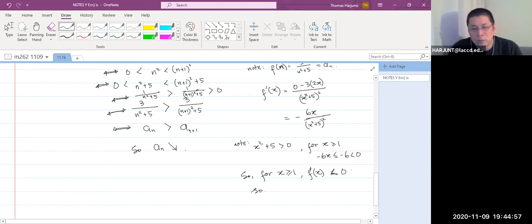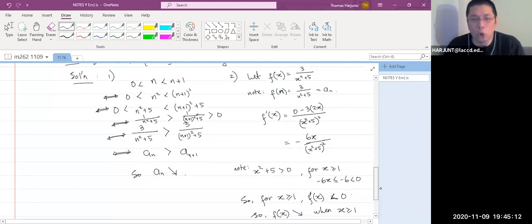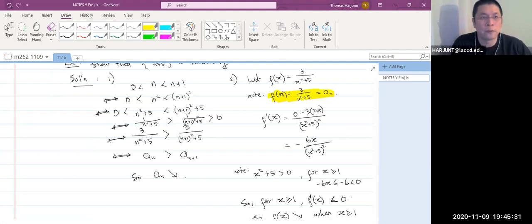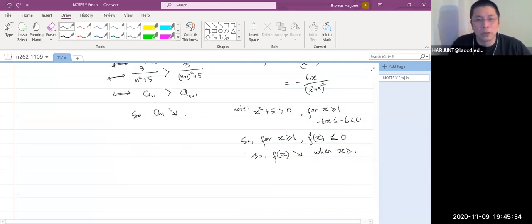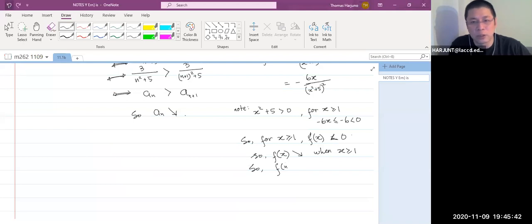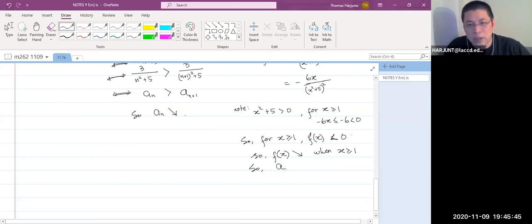Okay, so basically the function is decreasing when x is greater than or equal to 1. That's all you need to show. You don't need to show that the function is decreasing all the time from negative infinity to positive infinity. You just need to show that on the region where the sequence applies, the superposition function is actually decreasing. That's all you need to show. Now then, the sequence a sub n is decreasing when n is greater than or equal to 1.